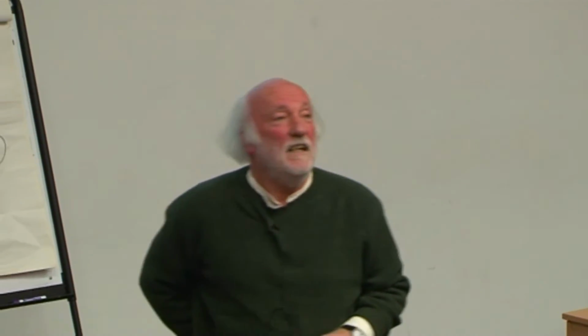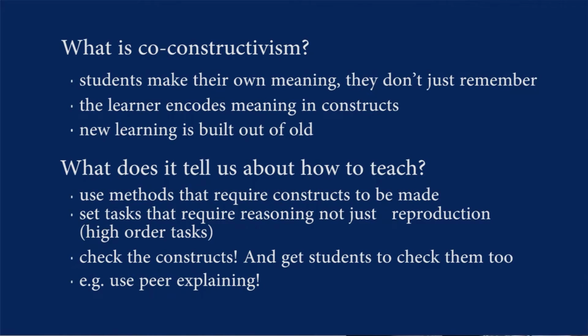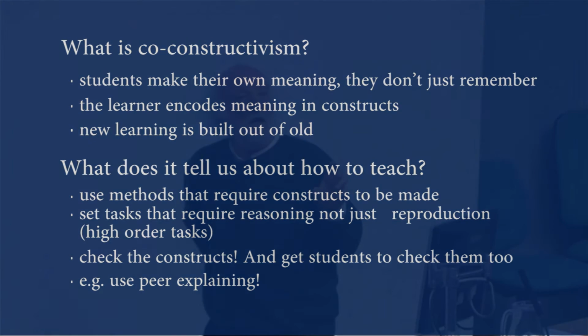Okay, stop it there. You could say a very great deal about this, but here are three points for each of those explanations that I hope to see there. That students make their own meaning. They don't just remember what you said. They make it up. Yeah? The learner encodes meaning in a construct. So they form linked sets of neurons, and that's how meaning is stored. Interestingly, it's not words that are encoded in that way. It's meaning that is encoded. That's a very interesting distinction.